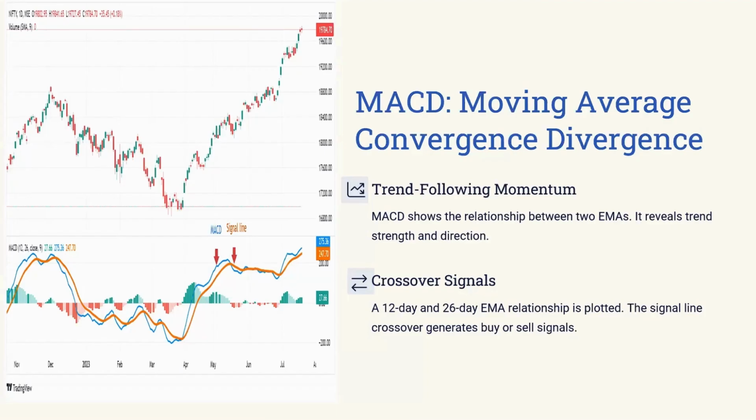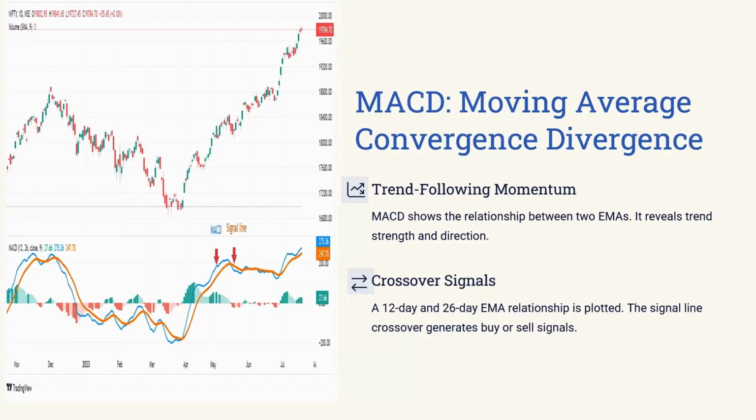From the point of view of analogy, think of MACD as two ships, the EMAs, sailing in the ocean. When the faster ship pulls away from the slower ship, it indicates strong momentum in that direction. The signal line is like a smaller, faster boat that tells you when the main ships are changing their relative speeds, signaling a potential change in the fleet's direction.